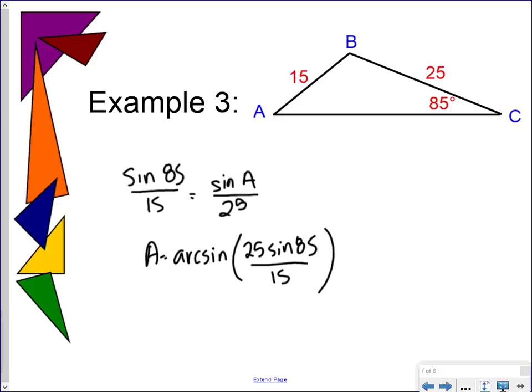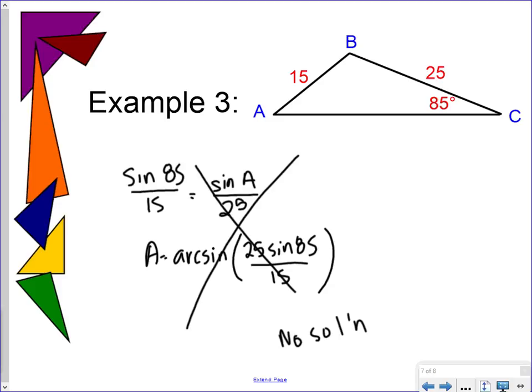The setup should look like what I have on the board, correct? And then at some point, depending on how much you actually have to write out to solve, you work it out. What happens when you do this in your calculator? Domain error. No solution. This is an example where a triangle doesn't actually exist.